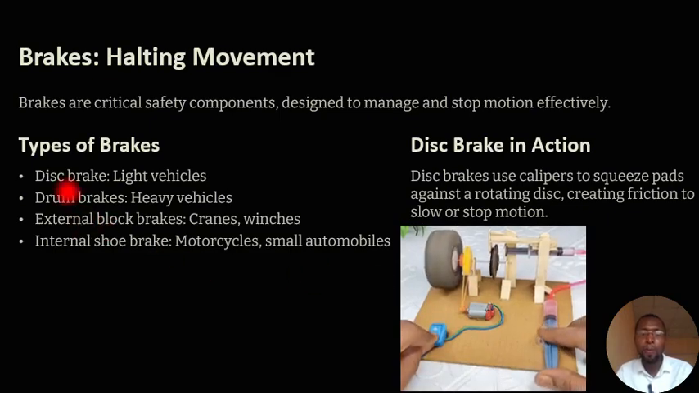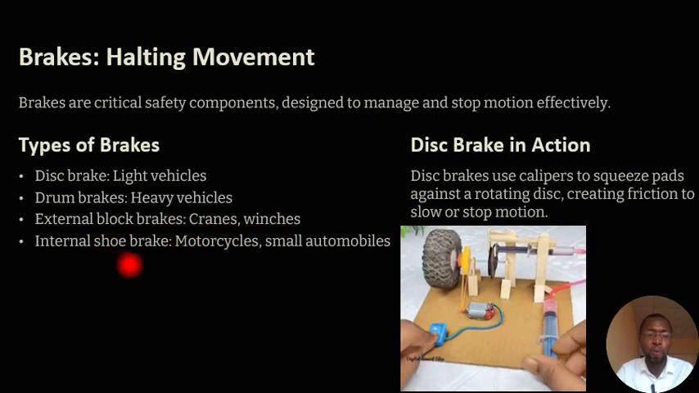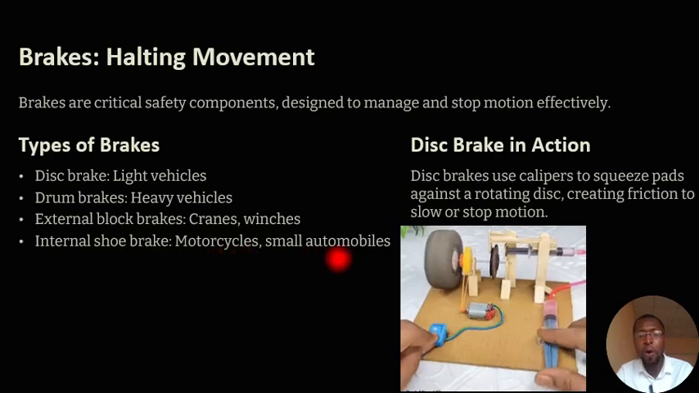We also have another type of brake called the drum brake. We use this for heavy vehicles. We have the external block brakes too. We use them for cranes and winches. Then we have the internal shoe brake. We use this type of brake for motorcycles and small automobiles.